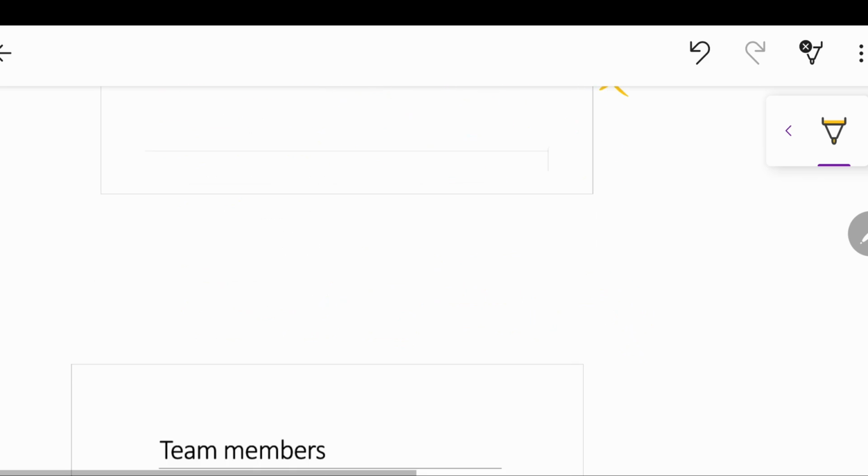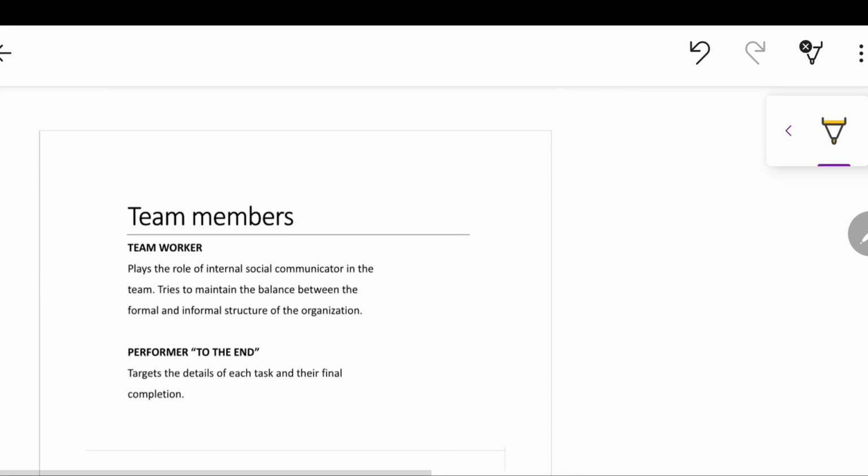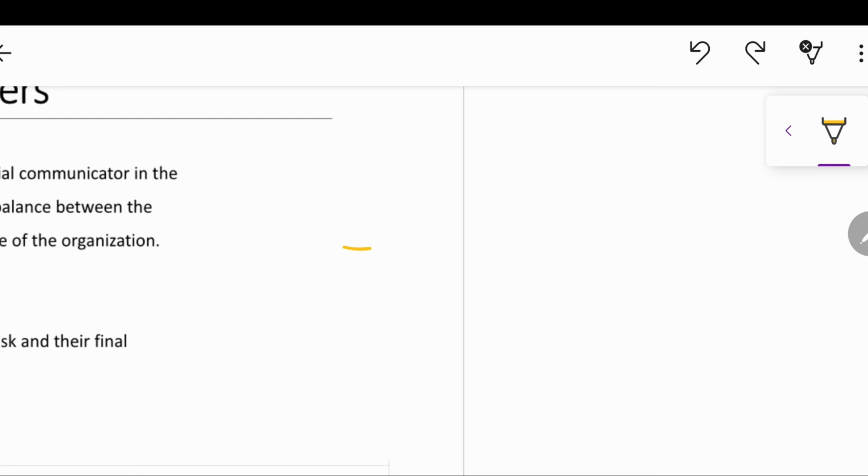Next, we have the team worker. The team worker is someone who is, now this is a bad drawing, but this is supposed to be a bridge.